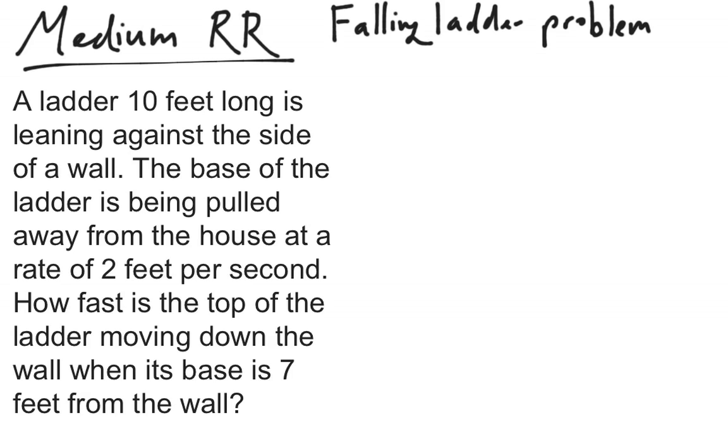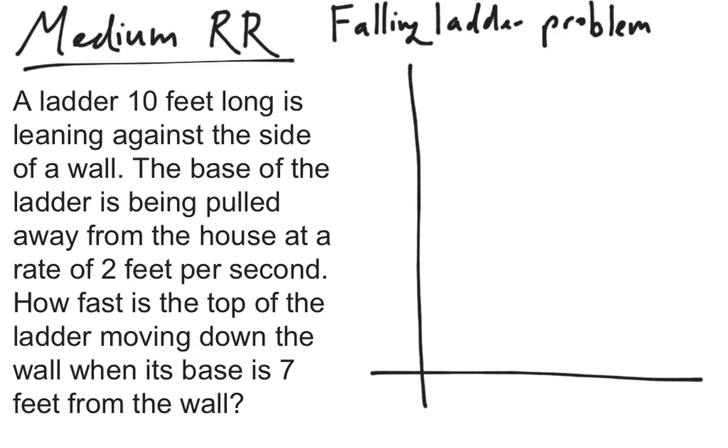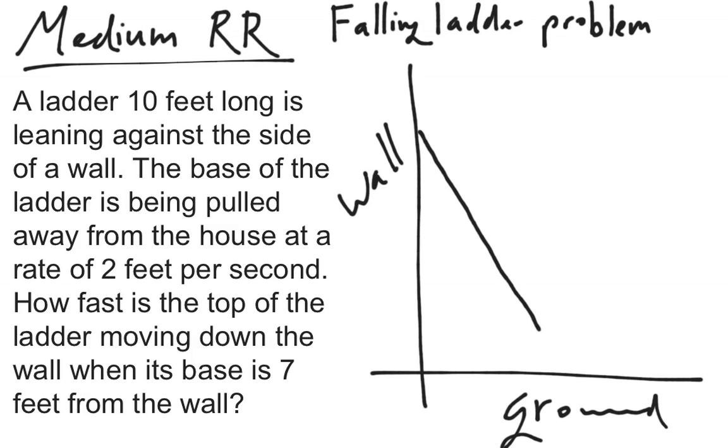Alright, for any related rates problem, you need a good picture. We'll practice drawing lots of pictures in class, but let's go ahead and draw a picture. Here's the wall, and here's the ground, and then a ladder is straight, and it's just going to lie like that against the wall. Great, there's my ladder. And let's go ahead and label some stuff. This is 10.